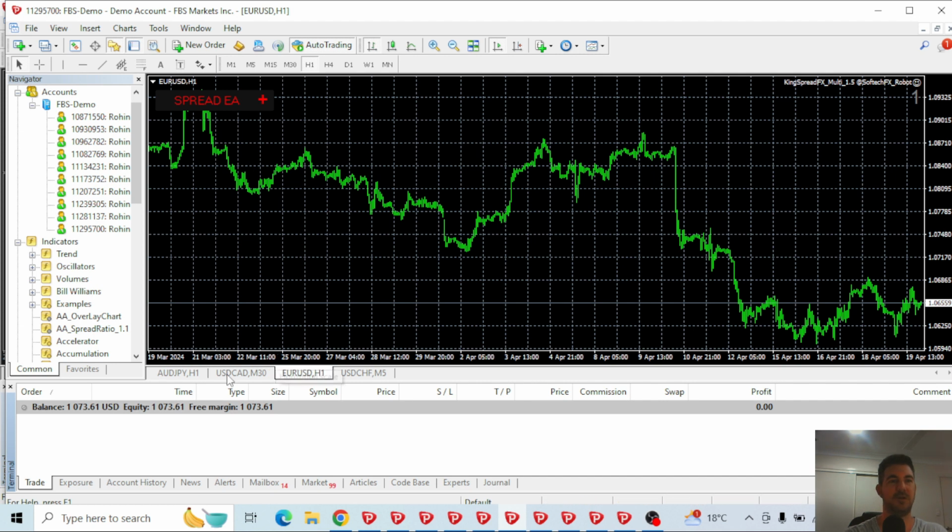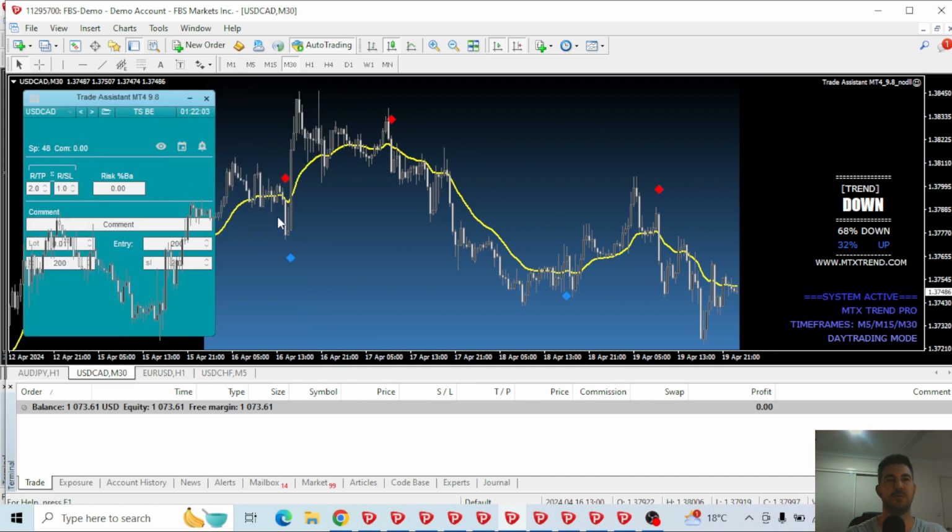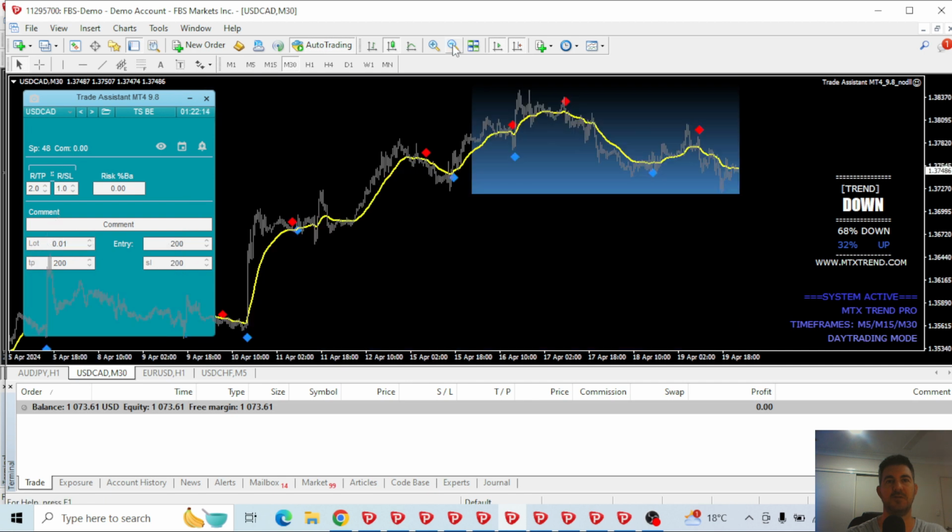This system here is actually manual. So it comes with a trade assistant, and it has these arrows as signals as to when to buy and when to sell. So far, I haven't traded it yet, but looking at the signals, they're pretty good.